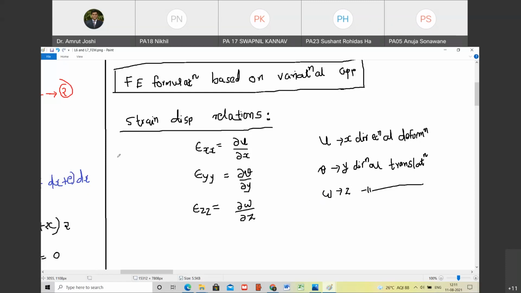Happy? Yes, sir. So if you are considering an arbitrary body, जिसका shape और size में मुझे अभी कोई interest नहीं है. If I consider a particular point P, happy? Yes, sir. At that point, if I calculate dou u by dou x, rate of change of x directional deformation at P, then I get epsilon xx at point P. Are you with me? Yes, sir.